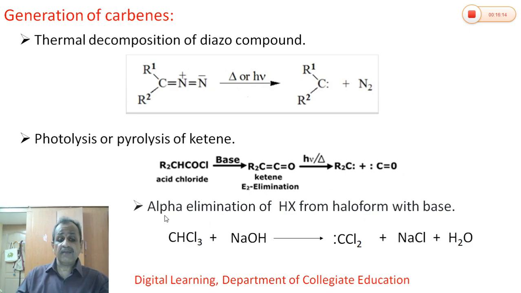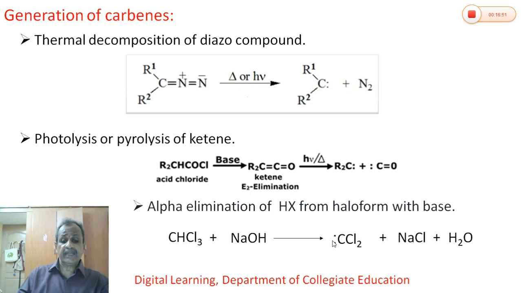Another method is alpha elimination of HX, meaning a hydrogen halide, from a haloform such as chloroform or bromoform with a base. This is the case in the Reimer-Tiemann reaction. When phenol is heated with sodium hydroxide and chloroform, salicylaldehyde is obtained. This is the Reimer-Tiemann reaction: phenol reacts with chloroform and sodium hydroxide, and salicylaldehyde is obtained.